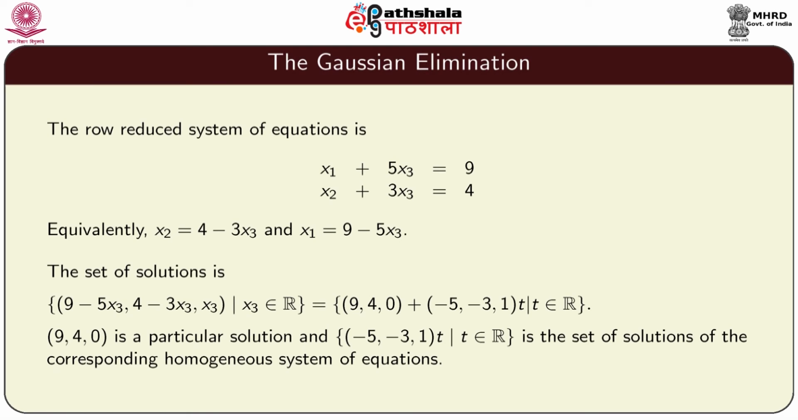So, that shows that we have infinitely many solutions. And again, this is an illustration of a theorem which we discussed before, that any such solution is given by a particular solution plus solutions of the system of homogeneous equations. And (9, 4, 0) is indeed a particular solution, and all these tuples given by (-5, -3, 1) multiplied by t, they are indeed the solutions of the corresponding homogeneous system of equations arising out of this system.